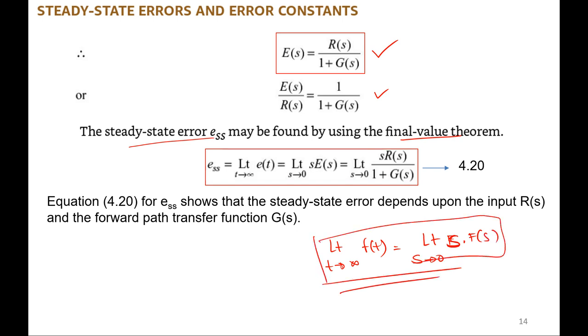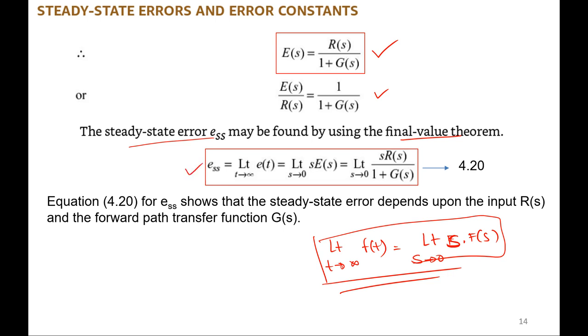So we will apply this final value theorem. Limit t tending to infinity e of t equals limit s tending to 0, s into e of s. Is it fine? Here s into e of s. Okay. Then what is e of s? We'll substitute. E of s is r of s divided by 1 plus g of s. So we substitute here s into r of s divided by 1 plus g of s. So this is the steady state error.